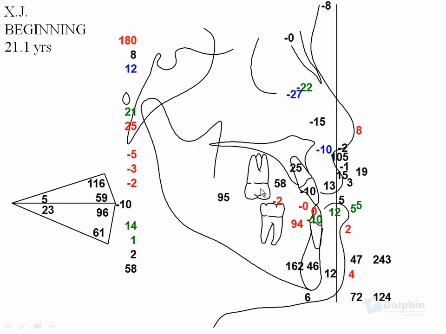We go to the Arnett analysis, and we have our true vertical line running through subnasale. And you can see here that she has actually a fairly nice upper lip position. Upper incisor is 10 millimeters away from true vertical line, which is a very nice position. She does show some midface deficiency.